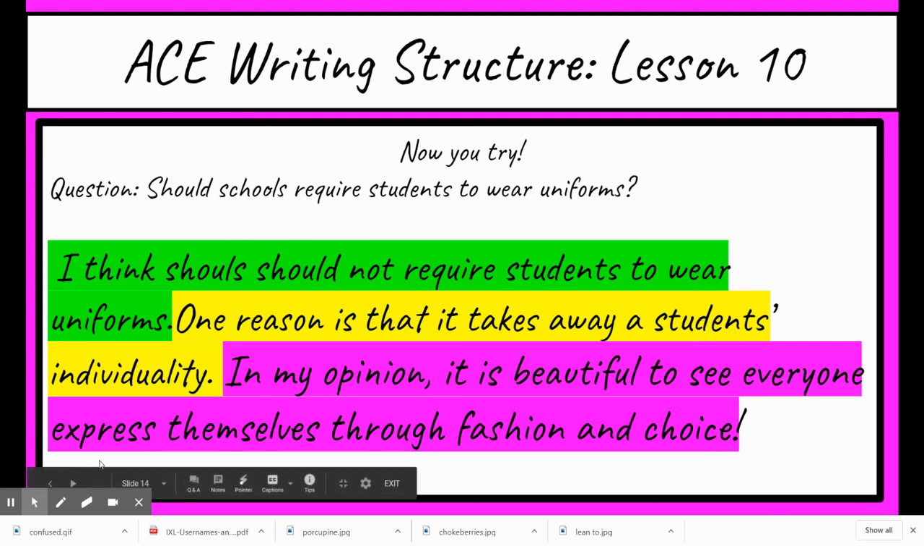So, this is elaborating using your own voice. The only time it's really acceptable to use this as elaboration is when you're trying to persuade a reader or listener of your opinion or your claim.